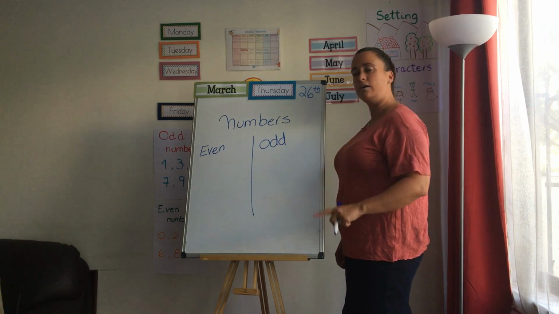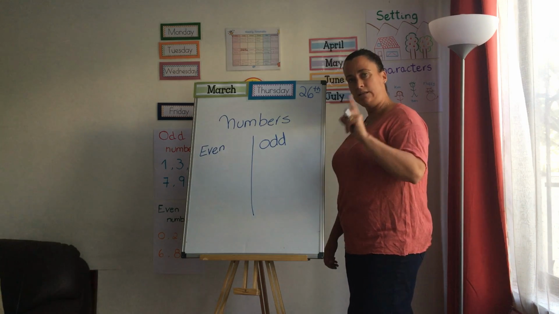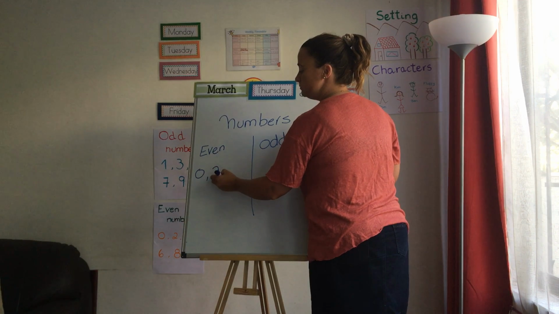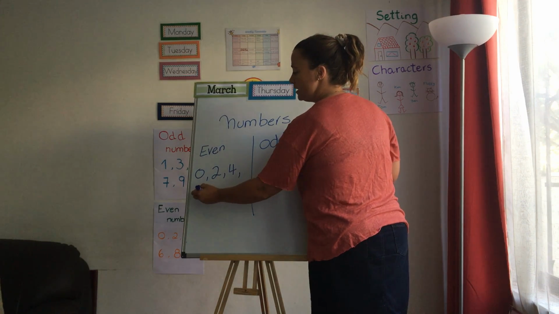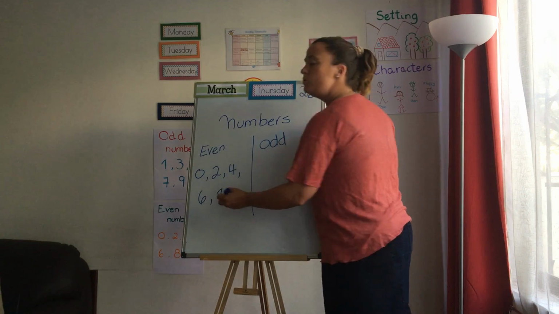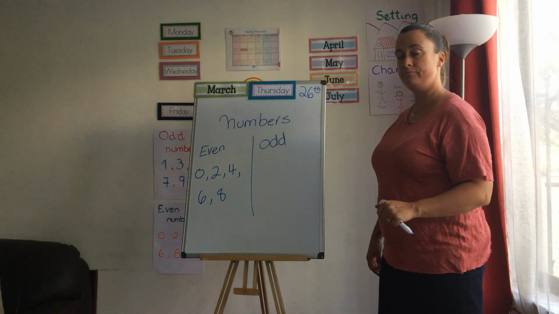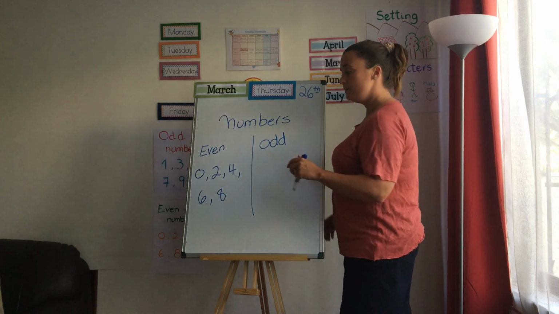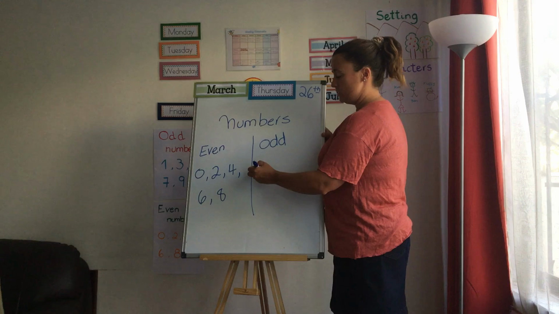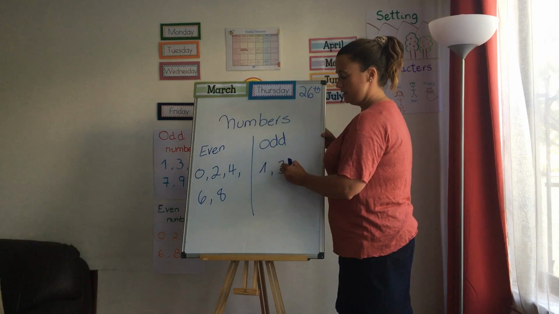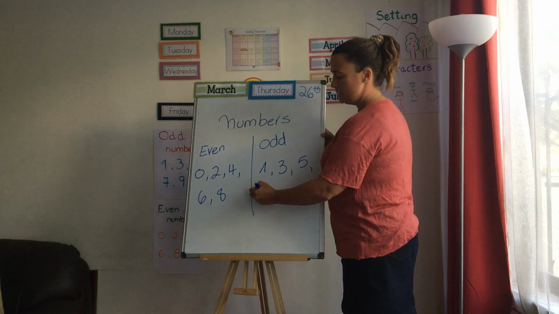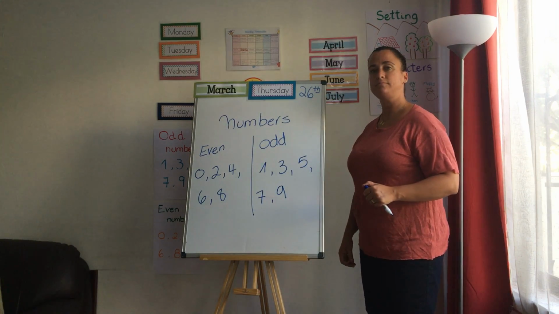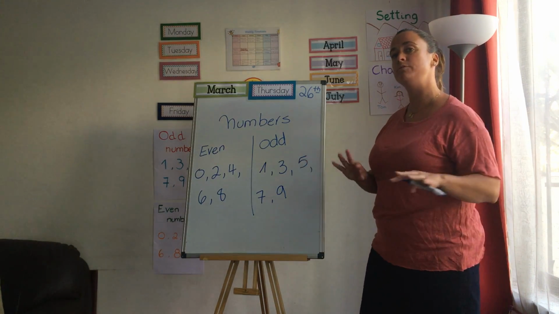Even ones are all the numbers that finish with a 0, a 2, a 4, a 6, or an 8. Yeah? And the odd ones are the rest of the numbers. The ones that finish in 1, 3, 5, 7, or 9. Yeah? These were the two groups of numbers we saw yesterday.